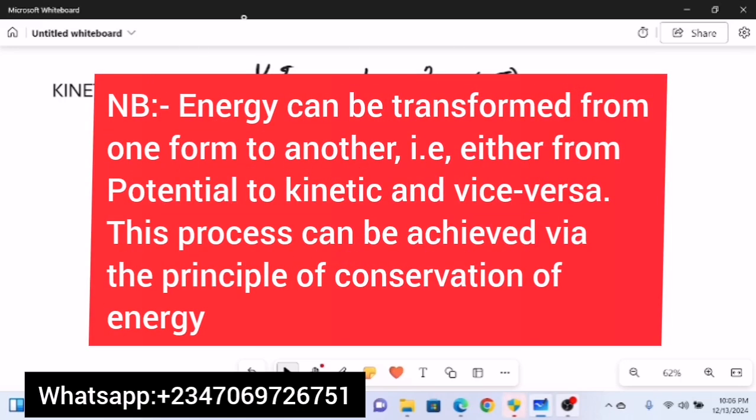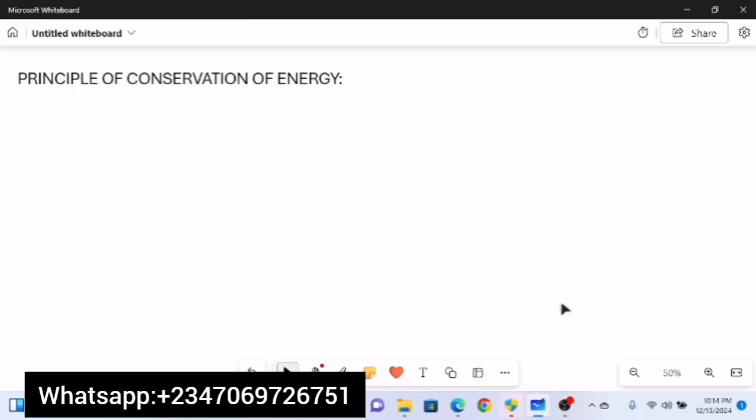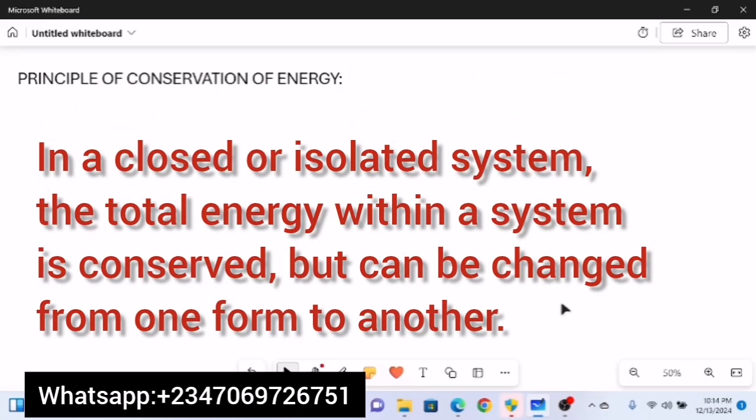Now, it's important for you to know that energy can be transferred from one form to another. So it can be transferred from kinetic to potential. It can also be transferred from potential to kinetic. Now, this process can be achieved via the principle of conservation of energy. And what is the principle of conservation of energy? The principle of conservation of energy simply states that in a closed or isolated system, the total energy of a system is conserved, but it can be changed from one form to another.